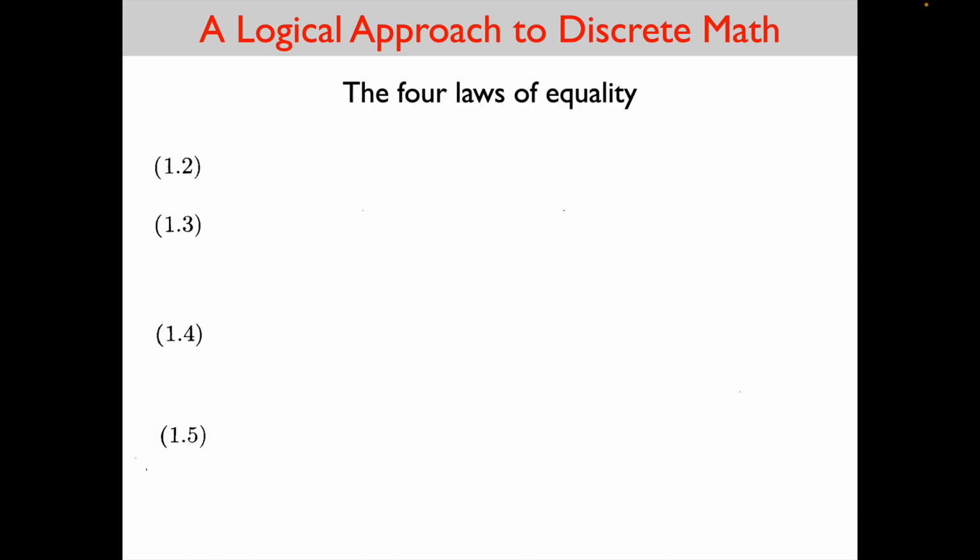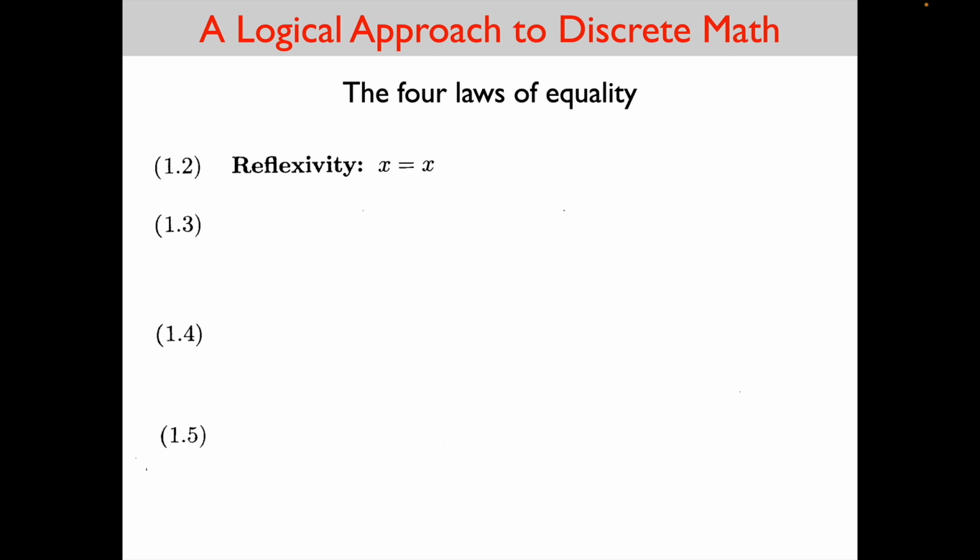Now, the next topic is equality. There are 4 laws of equality that we need to know backward and forward. Well, you don't have to know them in reverse order, but you need to know them forward. So here's the first one. Reflexivity. X equals X. That is the reflexive law of equality.